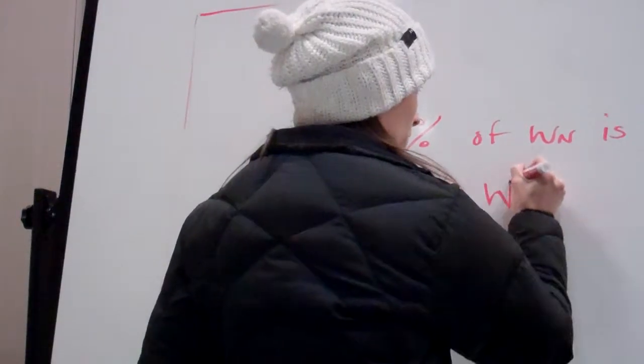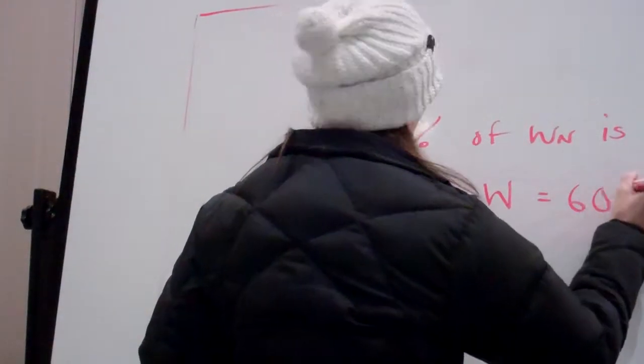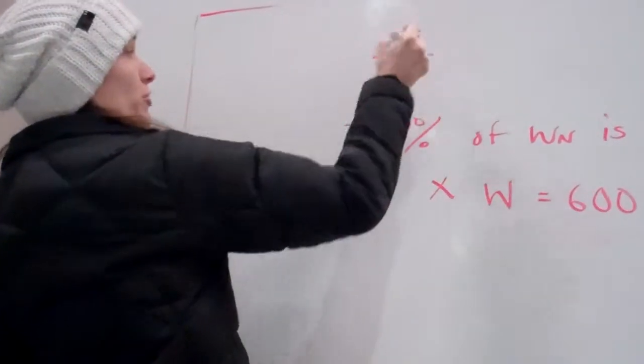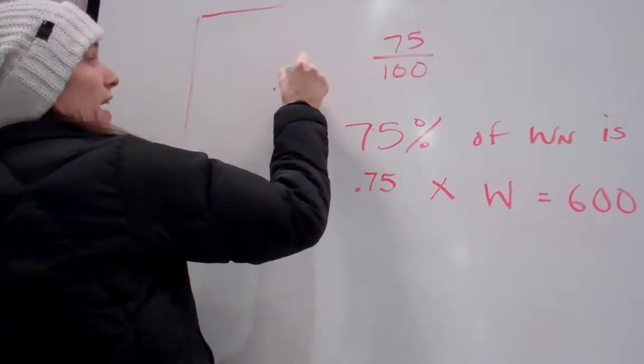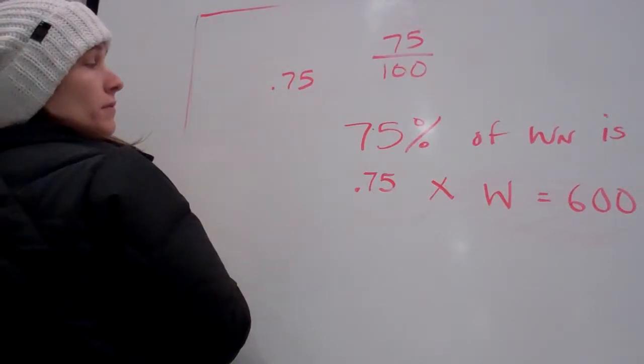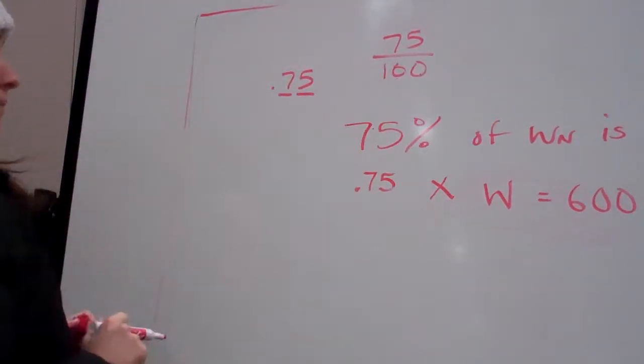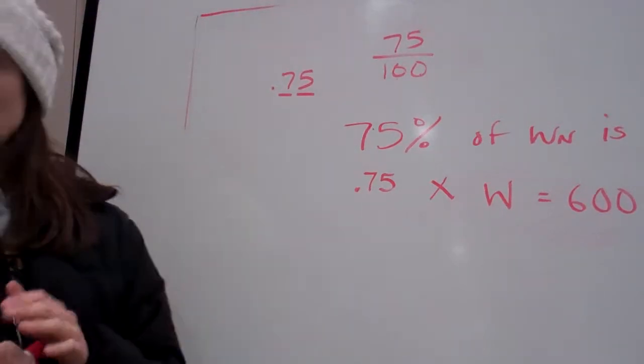To change it to a decimal, wouldn't you have to divide it by 100? Yep, 75 over 100, which would make it 0.75, because this is tenths, hundredths. Oh, yeah. I knew that. Okay? Done.